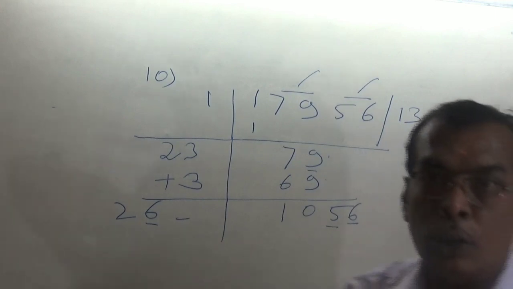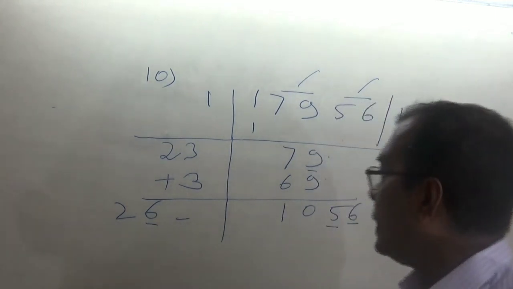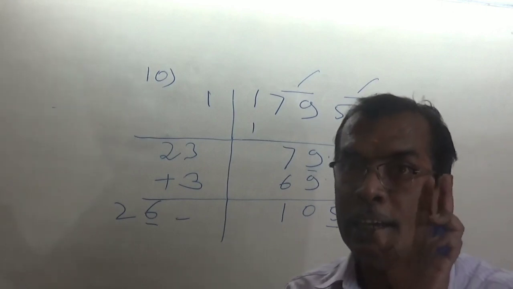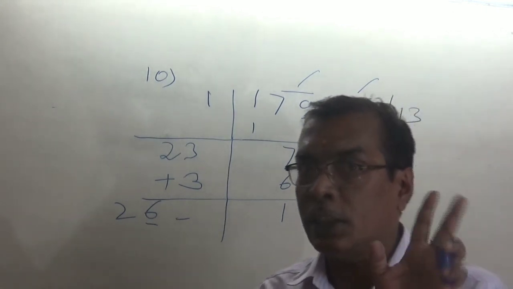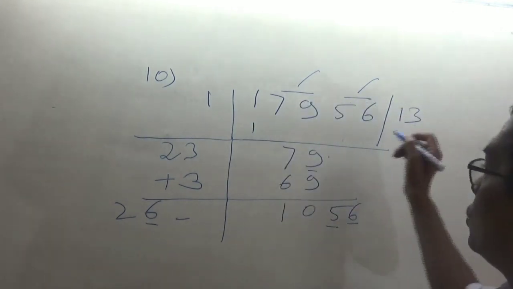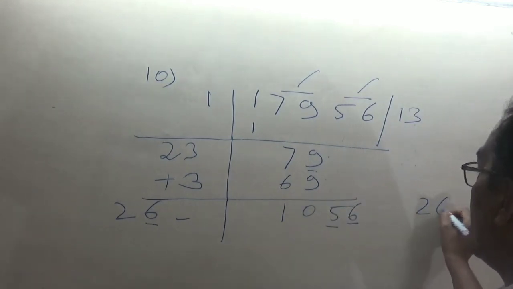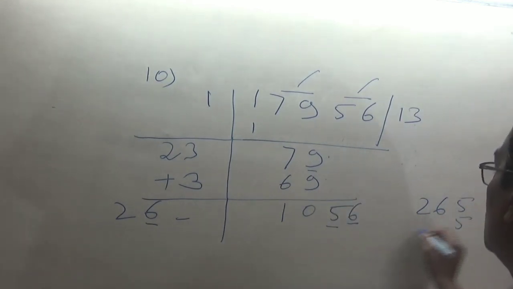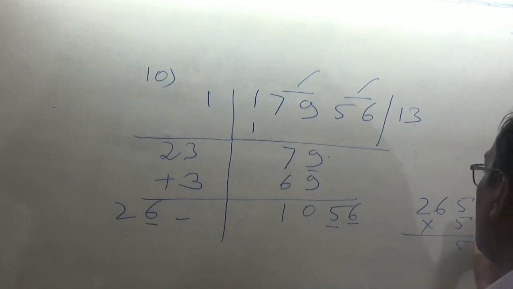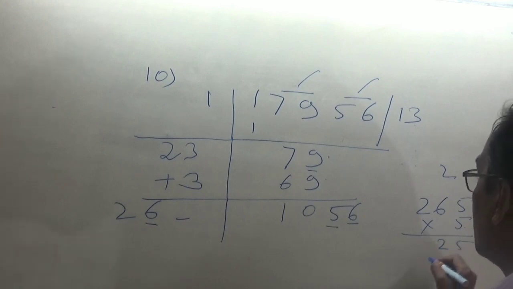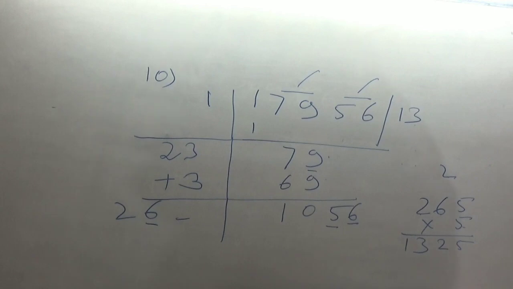Now 2's table we know very well. Divide this 10 by 2. 2 5s are 10. Take the test with 5. That is 26 into 5. 5 5s are 25, carries 2, 5 6s are 30, plus 2 is 32, carries 3, 5 2s are 10, 11, 12, 13. 1325. I am finding it is bigger than this number. So 5 has failed.